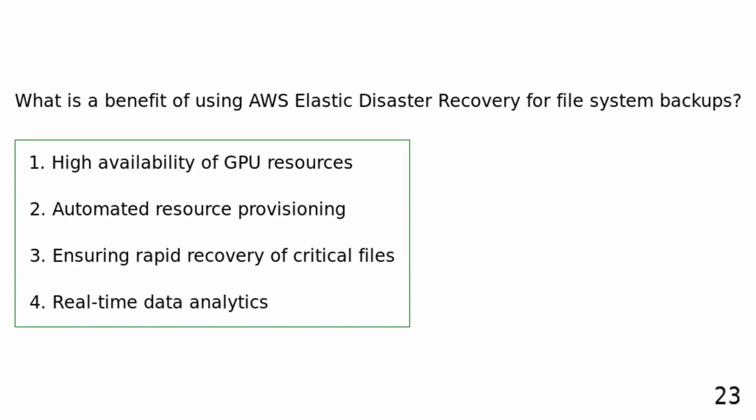What is a benefit of using AWS Elastic Disaster Recovery for file system backups? High availability of GPU resources. Automated resource provisioning. Ensuring rapid recovery of critical files. Real-time data analytics.